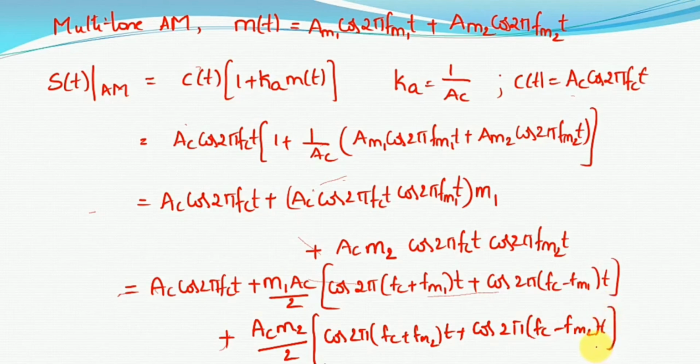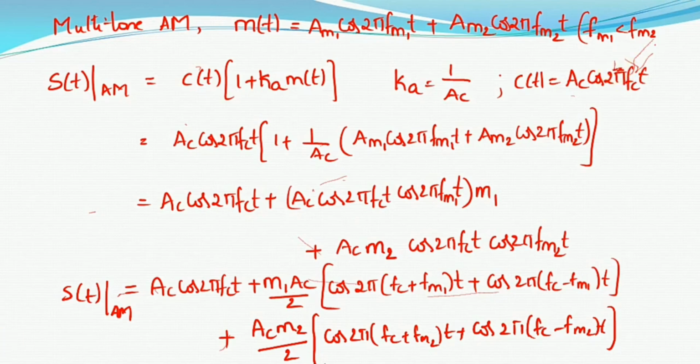While finding the time domain expression of a multi-tone AM signal, we have to keep in mind that the frequency fm1 is always less than fm2, and the amplitude is also less, that is Am1 is less than Am2. So for this expression we have to calculate the power value.